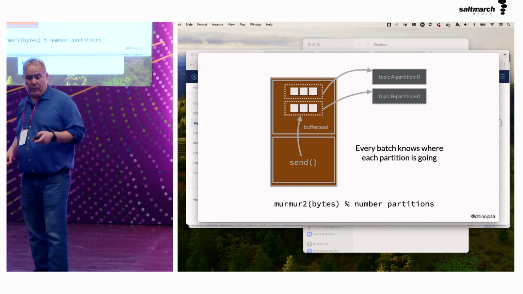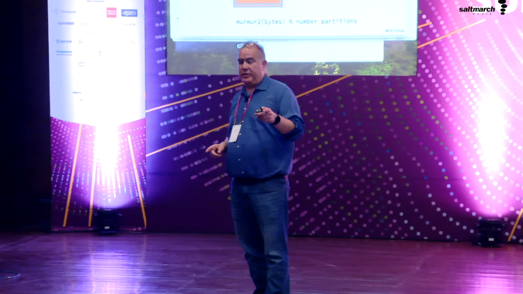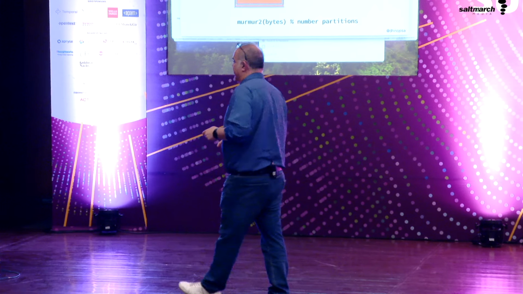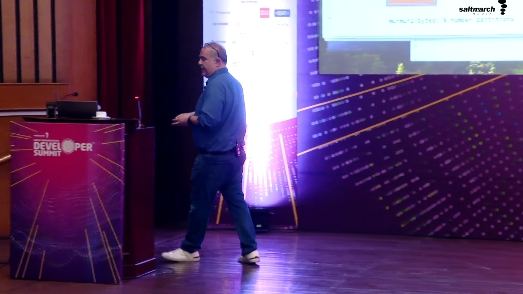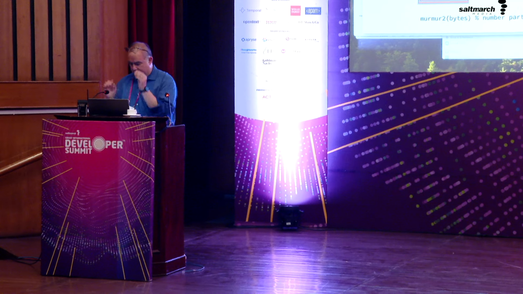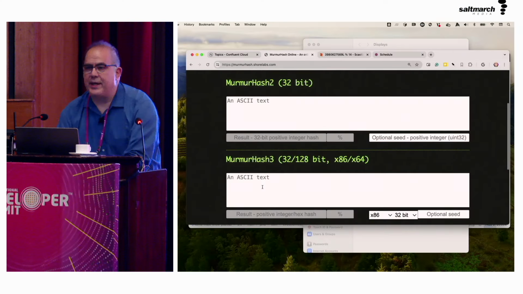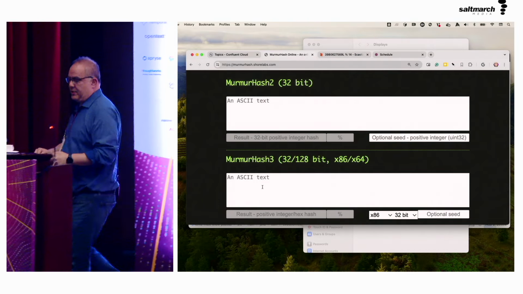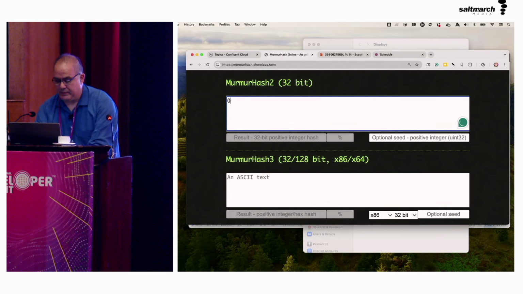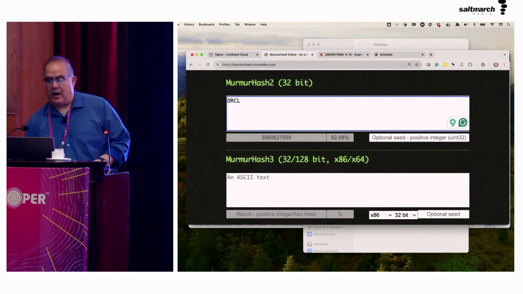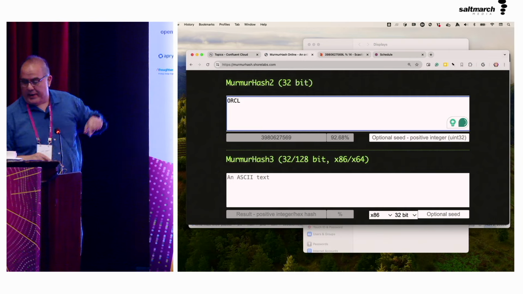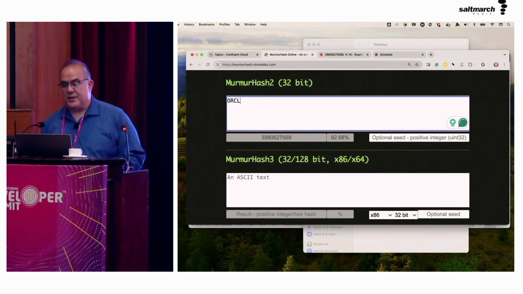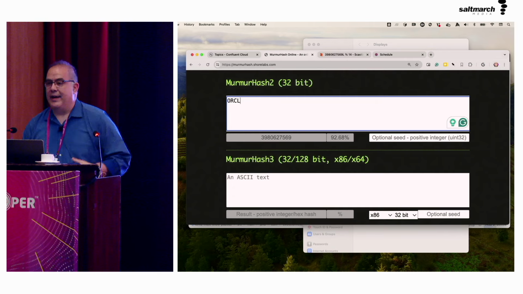Now, this is the way that works: a Murmur2 hash, modulo the number of partitions. So let me head on over here. The way a key works, if you have a key on your particular message, is, let's say someone just bought a stock at Oracle, ORCL. And what you'll notice right over here is 398.062.7569 as a particular hash.